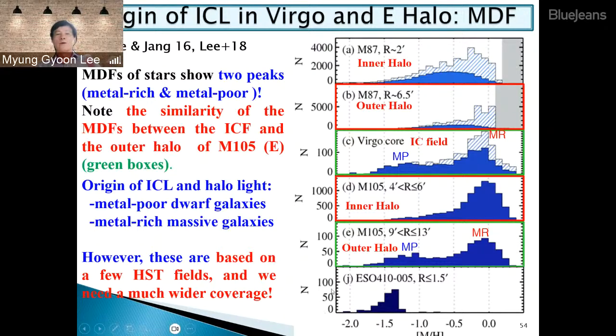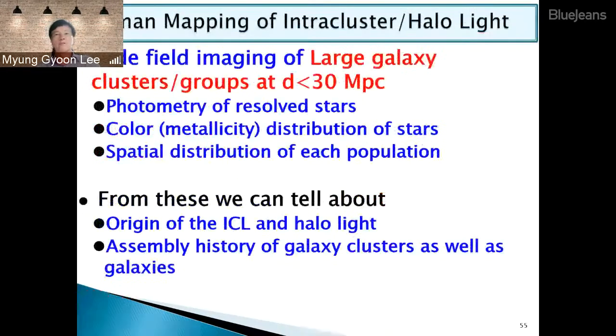But all these results are based on only a few HST fields, so we need a much wider coverage. So with Roman, wide field imaging of large galaxy clusters and groups at a distance closer than 30 megaparsec or so. From this, you can tell the origin of the ICL and halo light, also the assembly history of galaxy clusters, as well as galaxies in each cluster.